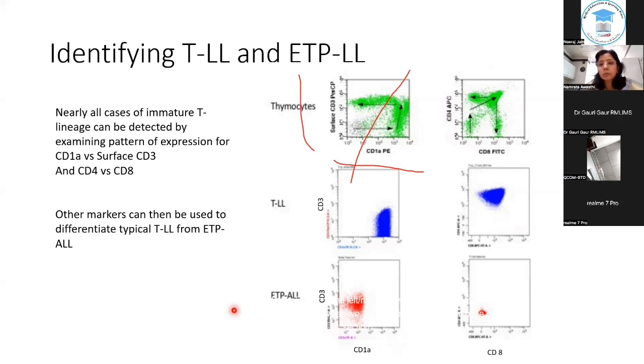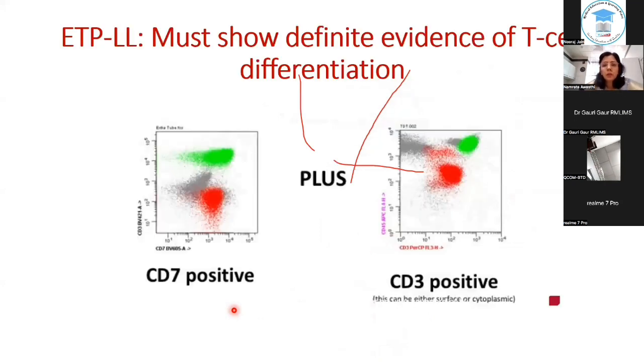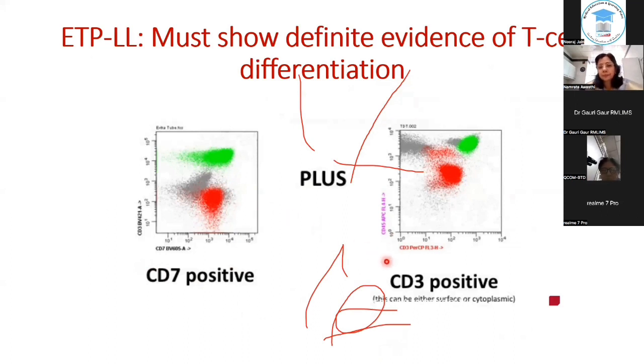So what are the diagnostic criteria for ETP lymphoblastic leukemia? It must show definite evidence of T cell differentiation. Like in this case, these are the normal T cells and these are the blasts. The blasts are expressing CD7 and they are negative for surface CD3. They are expressing cytoplasmic CD3 here and CD45. So there is definite evidence of T cell differentiation.